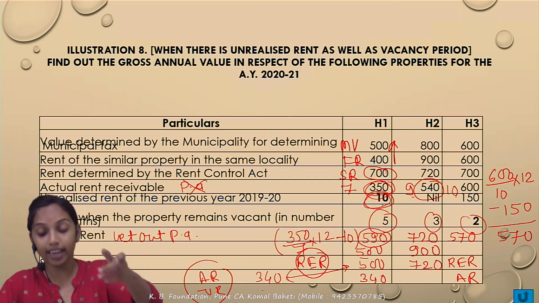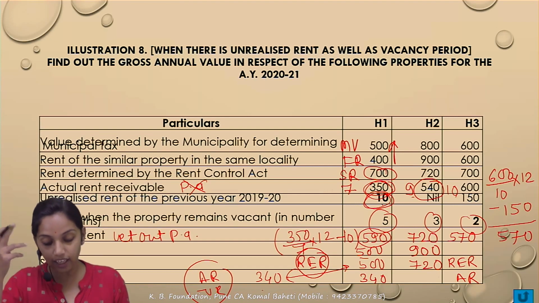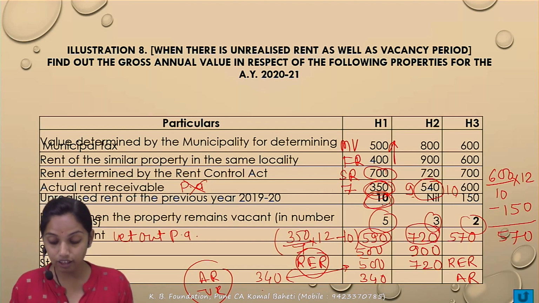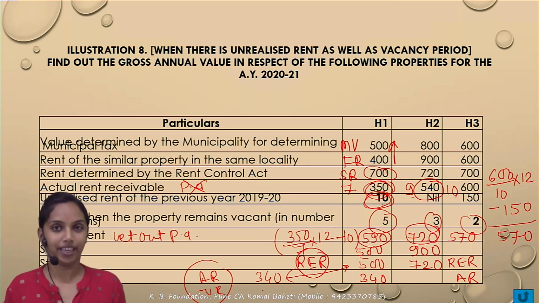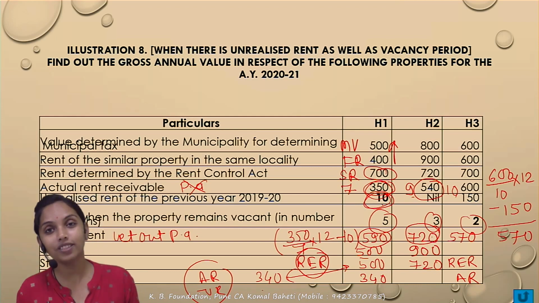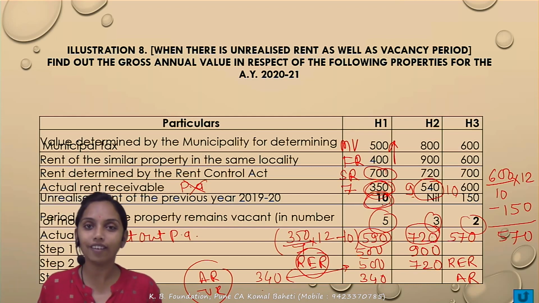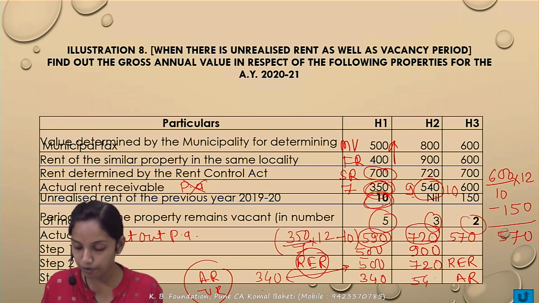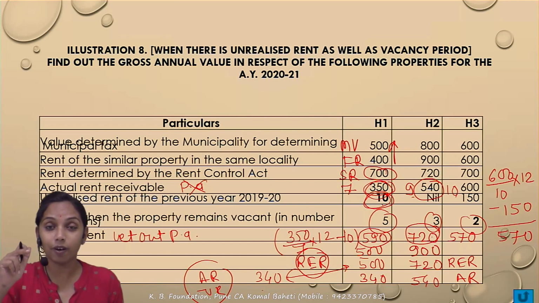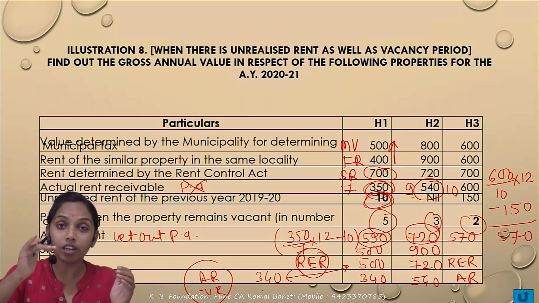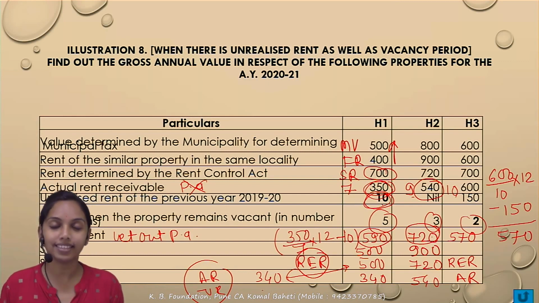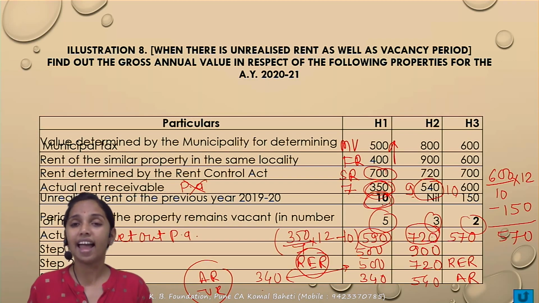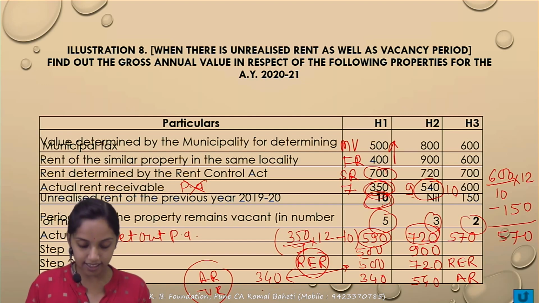RER. But it says if there were no vacancy. If there were no vacancy, what would happen? How much rent would come in? 720, correct? AR would be higher than or equal to RER, right? So what would AR be? It would become equal to RER. It means what would become GAV? Again the AR, that is 540. If there were no vacancy, and the actual rent is equal to RER or higher than the RER, then the actual rent would become GAV. So in this case the actual rent would become GAV. Are you clear with this?